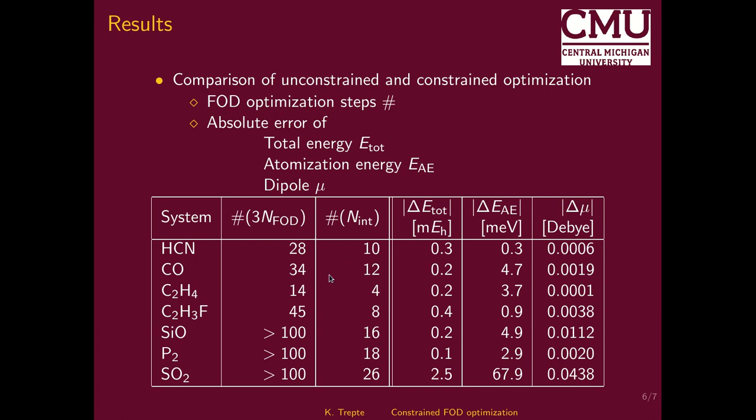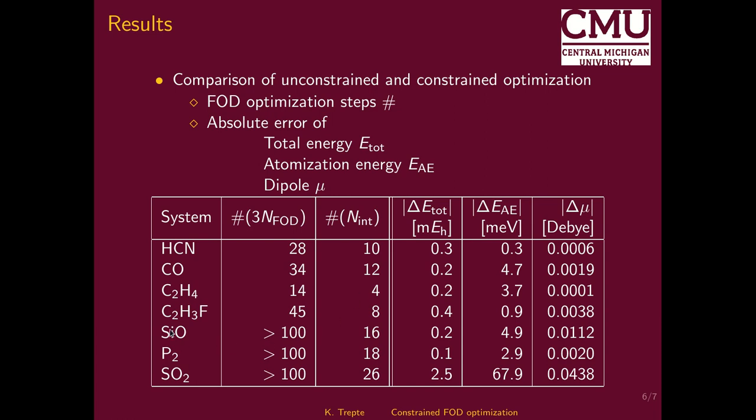So I want to focus first of all on these two columns. This is the number of optimization steps for the unconstrained optimization, and here we have the number of optimization steps for the constrained optimization. And as we can see, for the smaller molecules in our test set, we do reach convergence within a more or less reasonable amount of optimization steps. But we can clearly see that if we use internal coordinates, we reach this minimum significantly faster, easily by a factor of 3 or more.